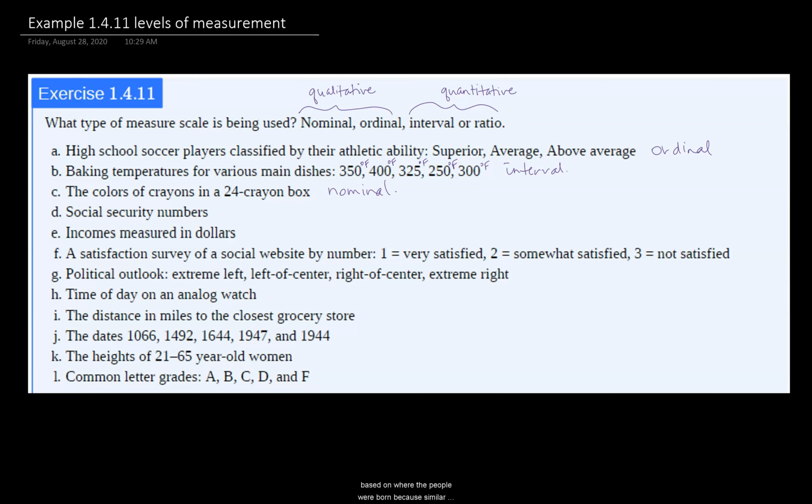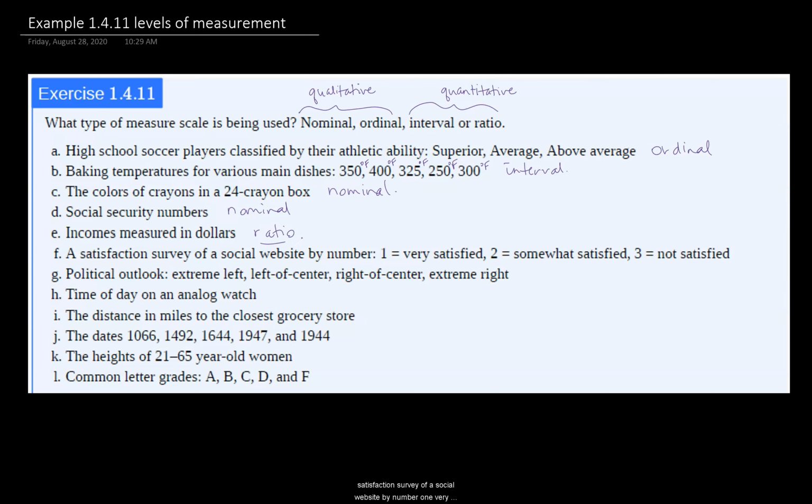We may be able to rearrange the social security numbers based on where the people were born, because similar social security numbers are representative of where in the country you applied for the number. So the ordering doesn't really make sense. This is another nominal level of measure. E, incomes measured in dollars. Well, this is definitely quantitative data. It's money, so we have numbers. Does $0 income mean actually zero? No money? Yes, it does. So we have ratio level.